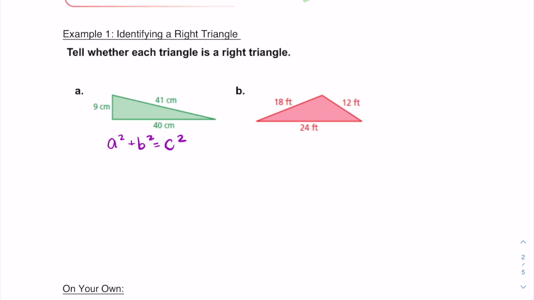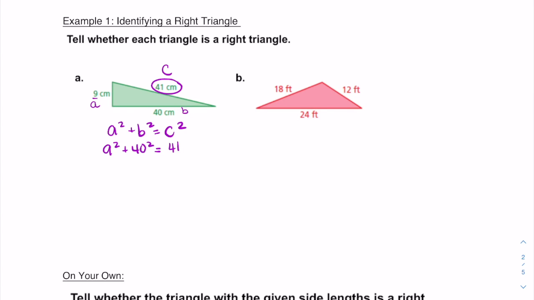Aquí voy a hacer la misma cosa. Voy a encontrar el lado más grande, so that would be 41. And I know that that's going to be my side C. De nuevo, los otros dos pueden ser su A y B. I always do the smallest side as A and the other side as B. All right? So here I'm going to do 9 squared plus 40 squared equals 41 squared. Okay, la única cosa, tomé los lados, lo puse en la ecuación.